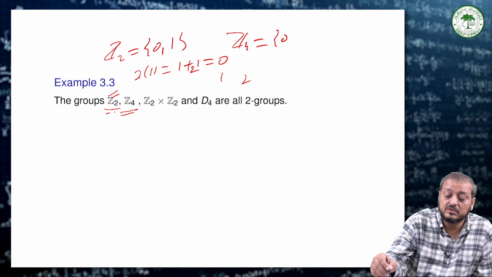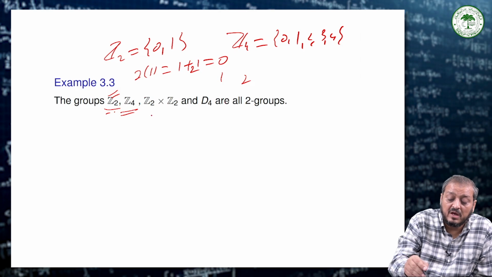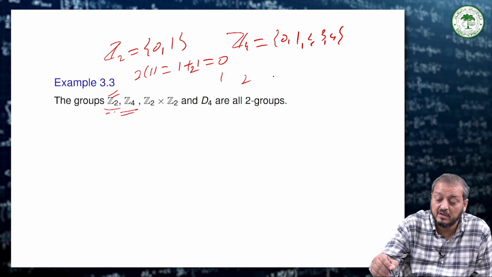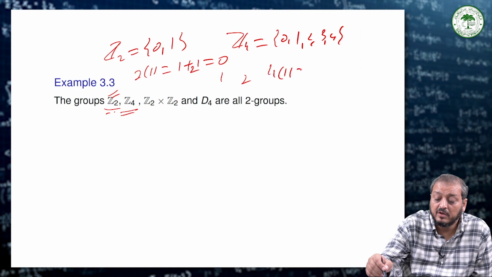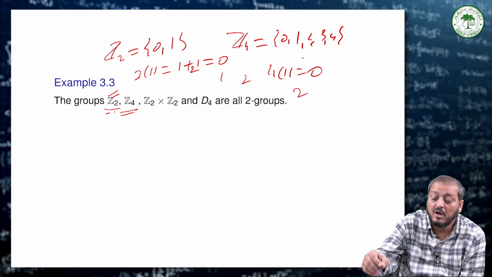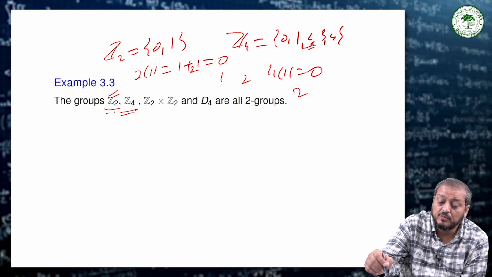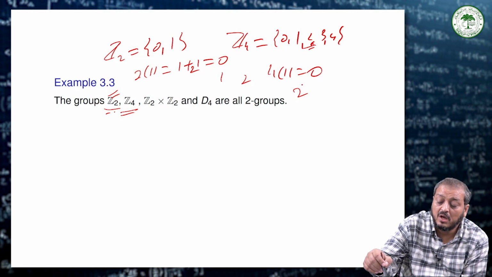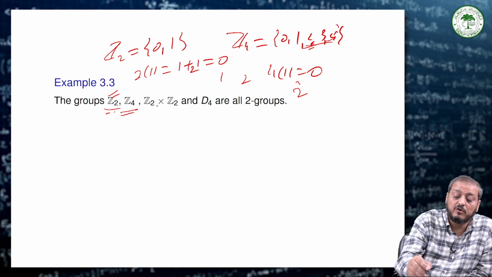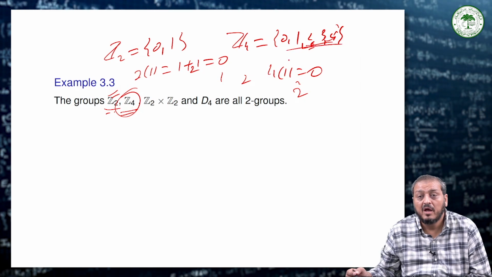For Z4, 4 times 1 is equal to 0, so the order of 1 is 4, which can be written as 2 squared, again a power of 2. And 2 plus 2 is equal to 0, so the order is 2. Similarly, all the elements of this can be represented in this form, so all the elements have orders that are some powers of 2.